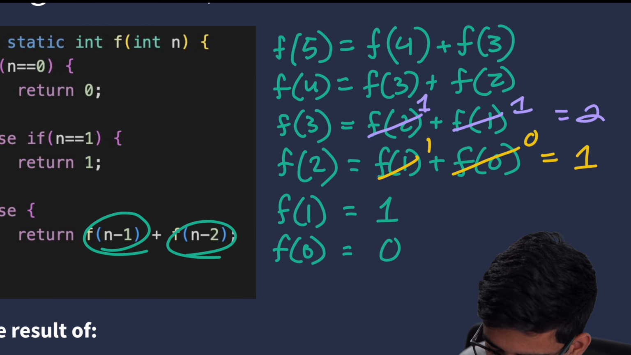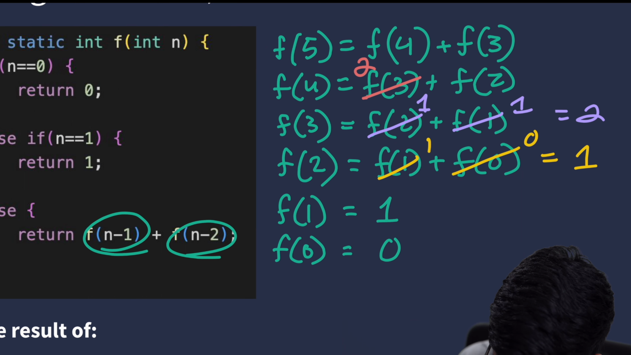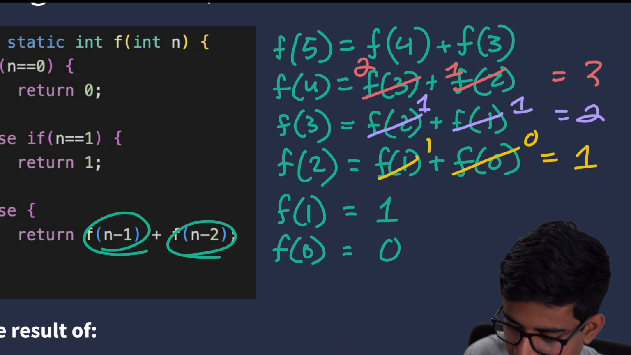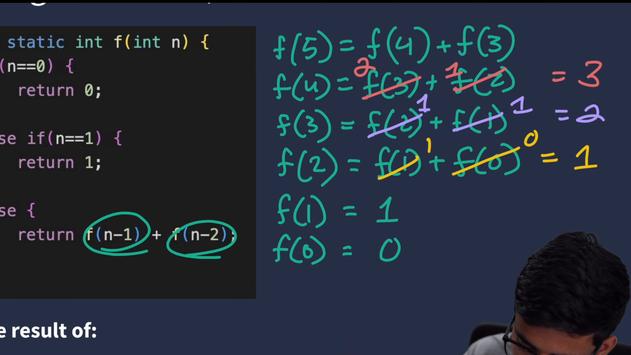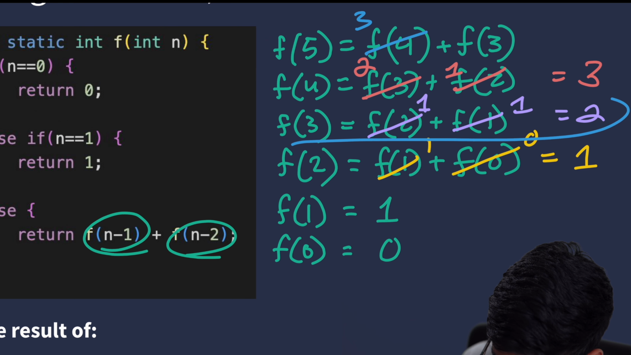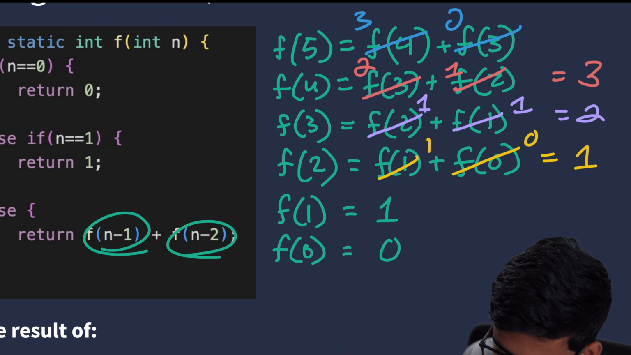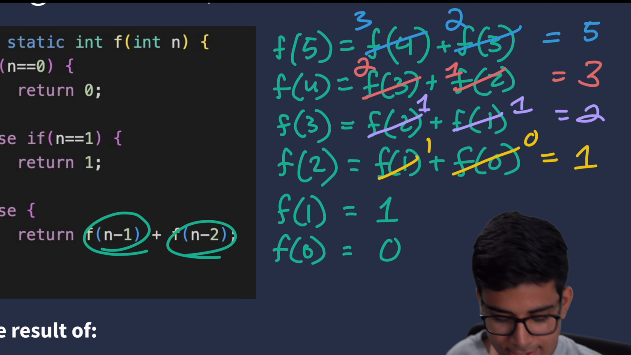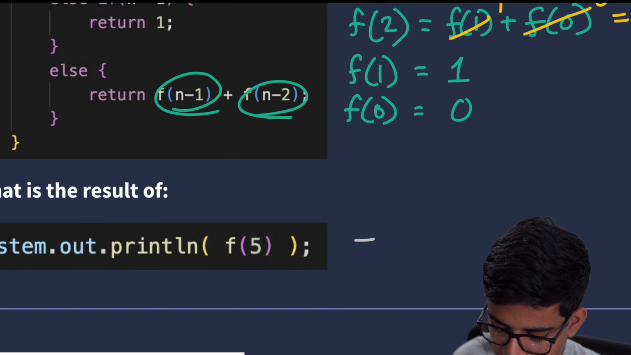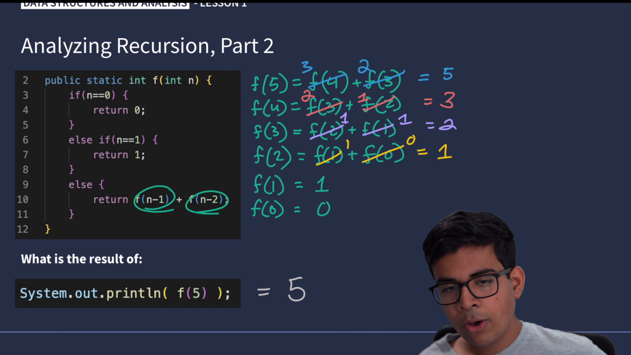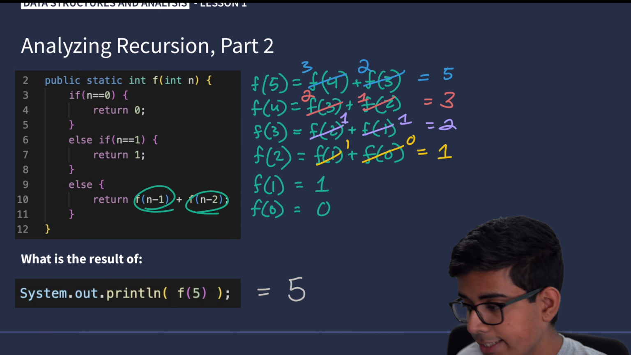I can now go over here and say, well, f of 3 we know is 2, and f of 2 we know is 1, so 2 plus 1 is equal to 3. And lastly, we can go over here and say that f of 4 is equal to 3, and f of 3, which is down here, is equal to 2. So f of 5 is equal to 3 plus 2, which is 5. So we can say with confidence now that f of 5 is going to print out 5, the integer 5.